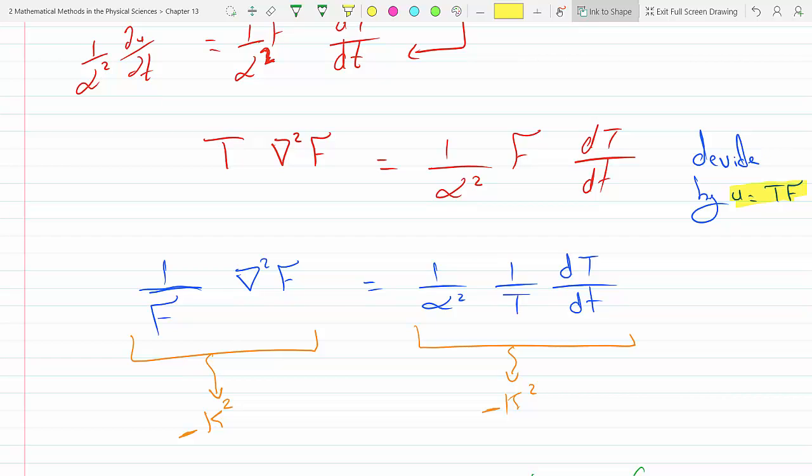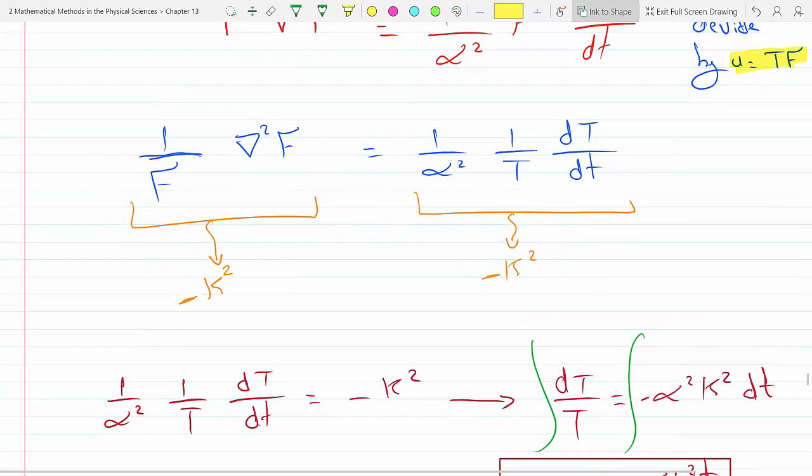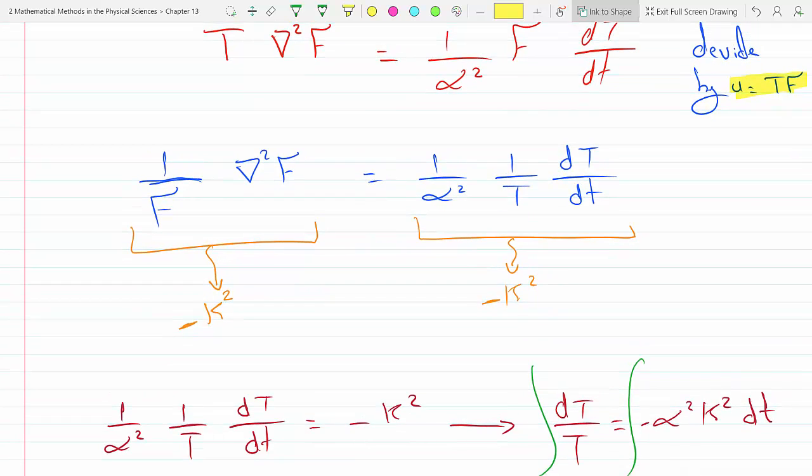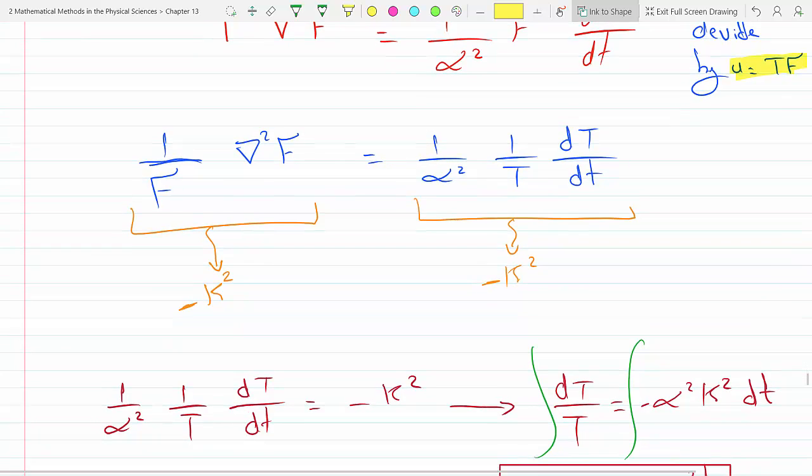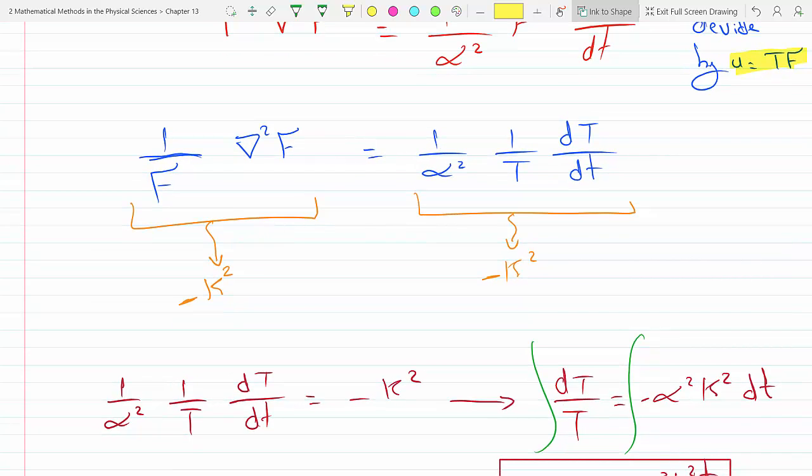And they're constants, of course. So then I would call each one of them minus k squared, since I know that now they're constants. So that means del squared f times 1 over f equals minus k squared, and 1 over alpha squared dT over dt equals minus k squared. And now I could solve this equation separately because it's separated and it's only a function of capital T and small t.